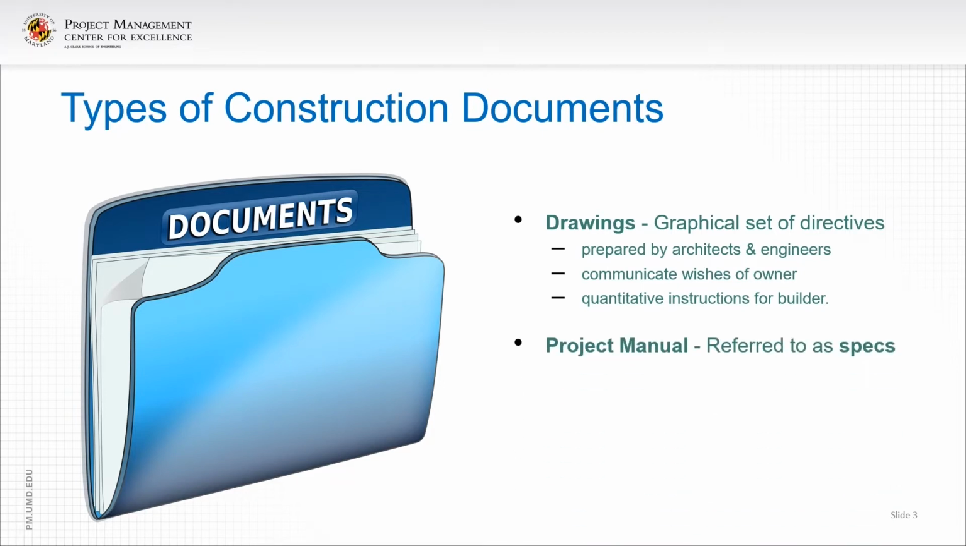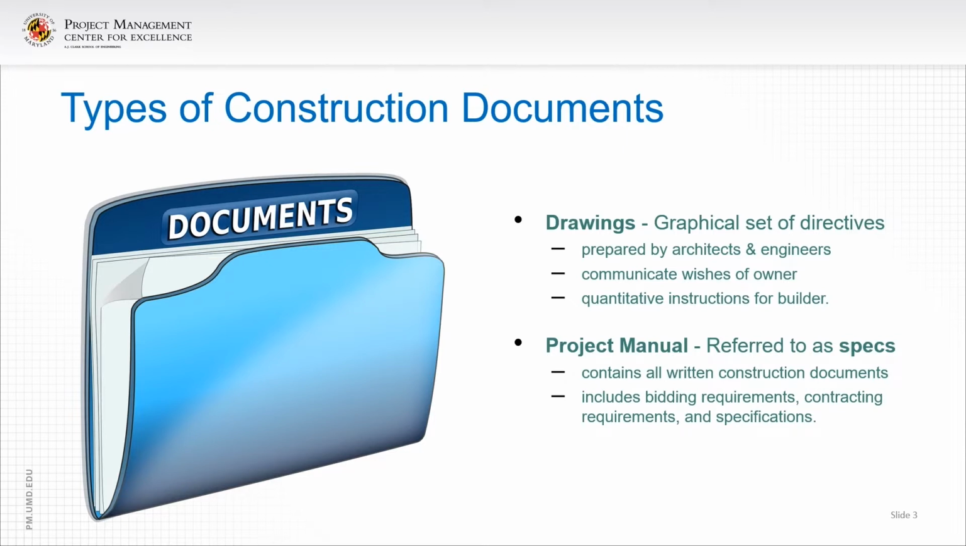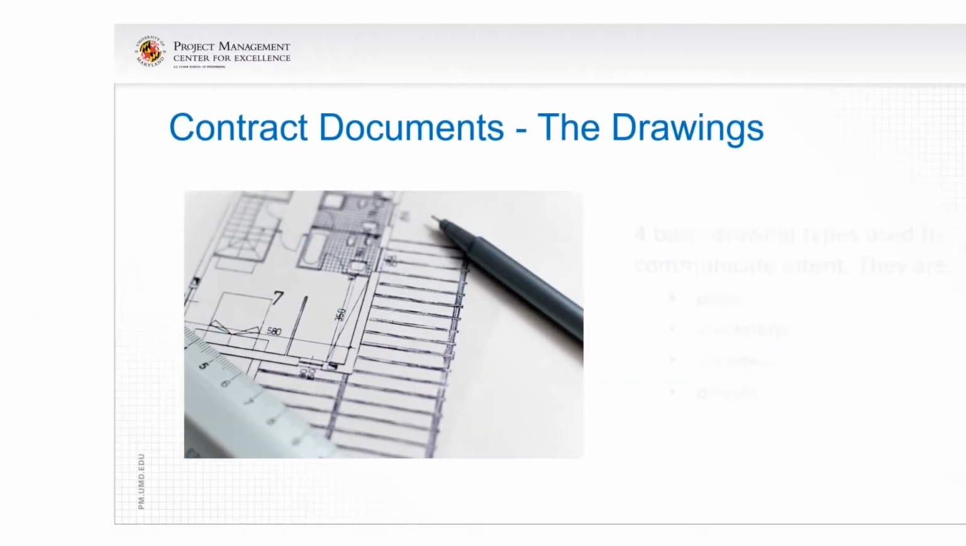The project manual, sometimes referred to as the specs or specifications, is the qualitative instructions for the builder. And it contains all written construction document information, including references. It also includes the bidding requirements, the contracting requirements, and of course, as I mentioned, the specifications. It provides the qualitative or written instructions.